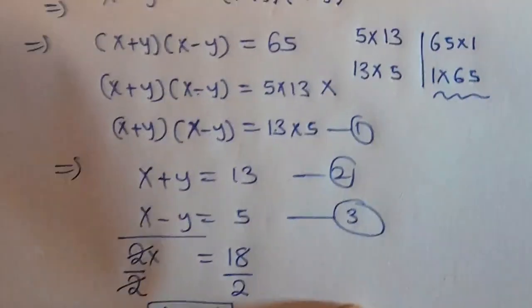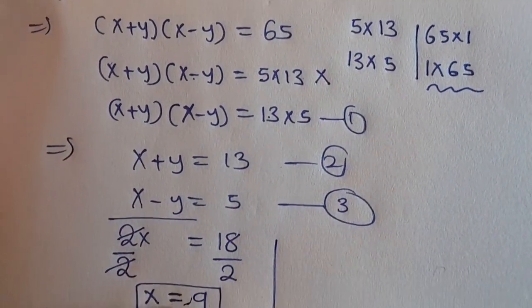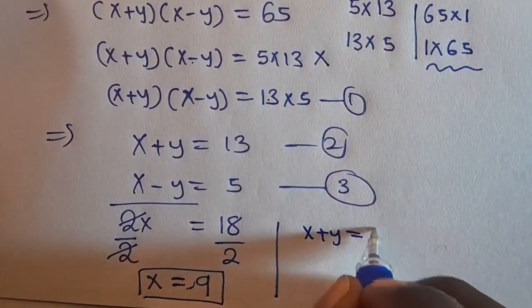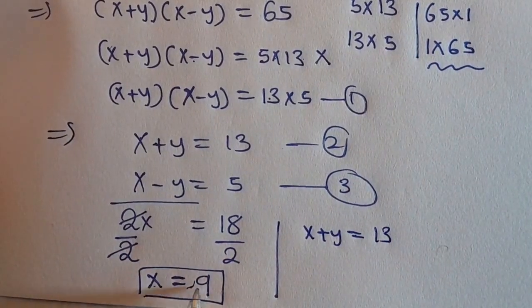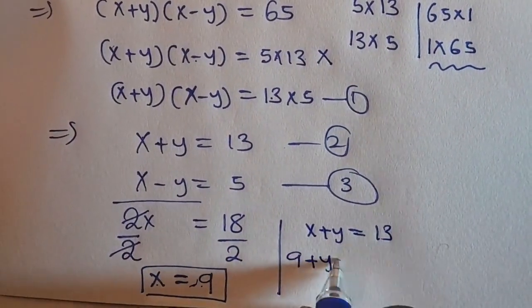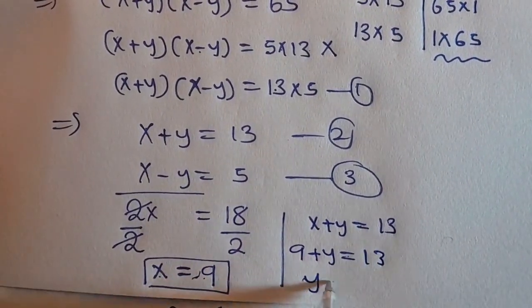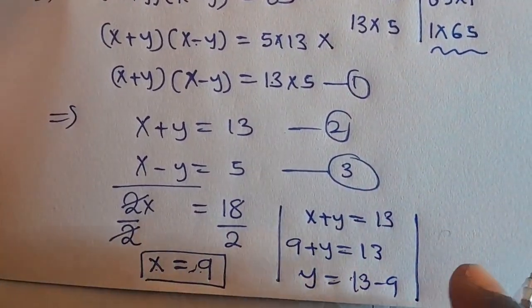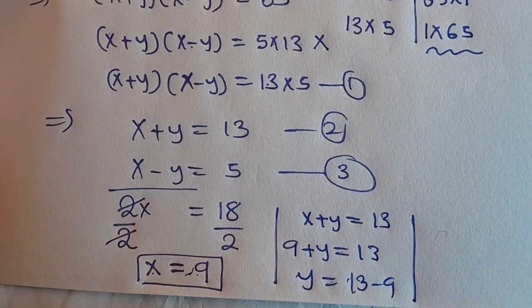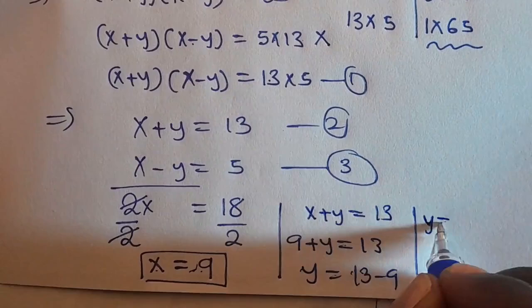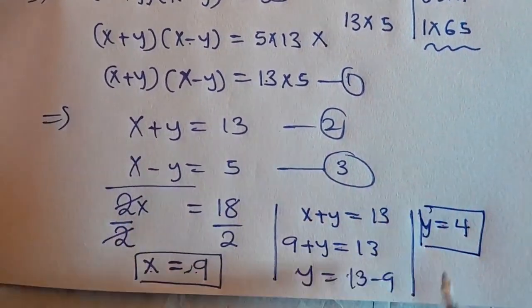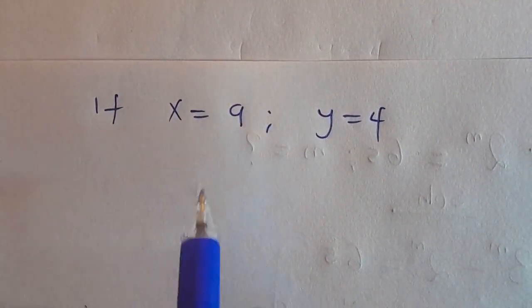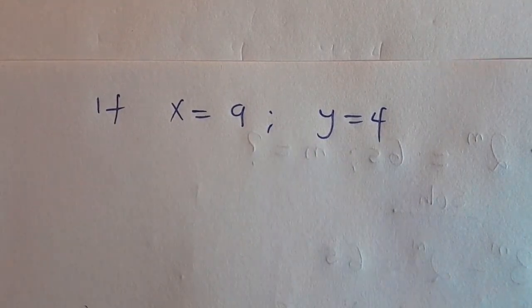Now, if x equals 9, then we recall that we have x plus y equals 13. Now, x equals 9, we have 9 plus y equals 13. Therefore, y equals 13 minus 9, and 13 minus 9 is 4. So we have y equals 4. So guys, if x equals 9, then y equals 4.